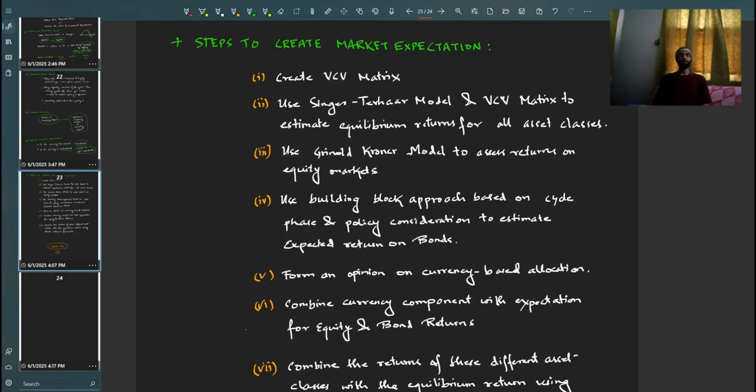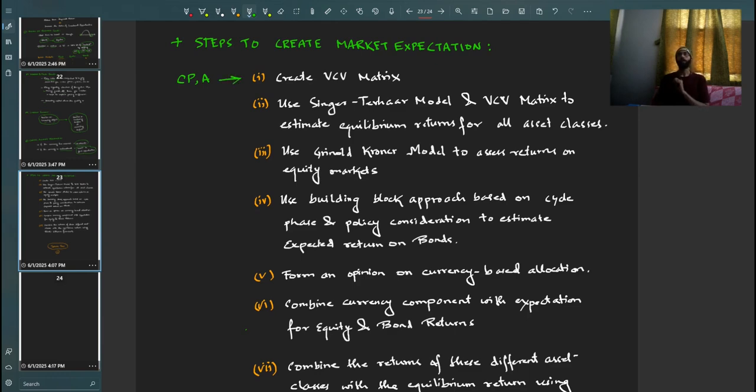Now the first step that we do is we choose a certain currency portfolio and select all the assets that are present in that portfolio, right? So there we choose a single currency portfolio, and let's say we choose all the assets that are there in that portfolio. And then what we do is we create a VCV matrix.